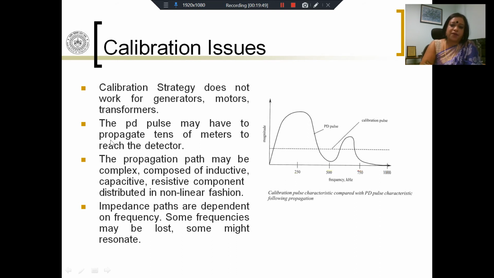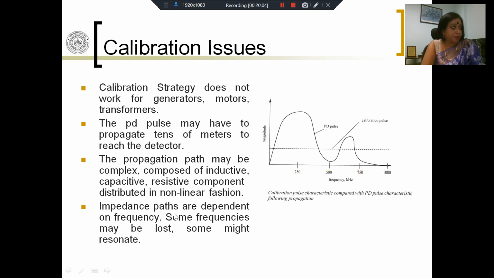The PD pulse may have to propagate tens of meters to reach the detector. The propagation path may be complex, composed of inductive, capacitive, and resistive components, which are distributed in a nonlinear fashion. The impedance paths are also dependent on frequencies.